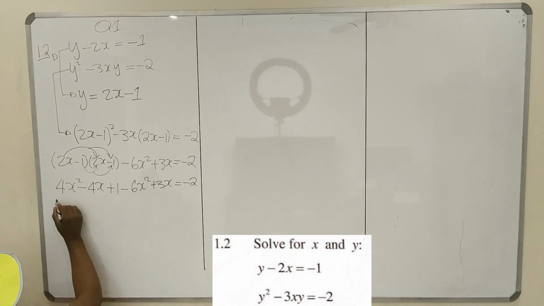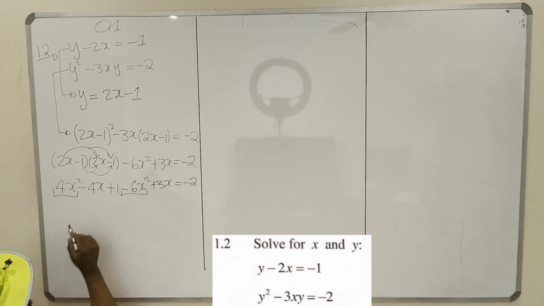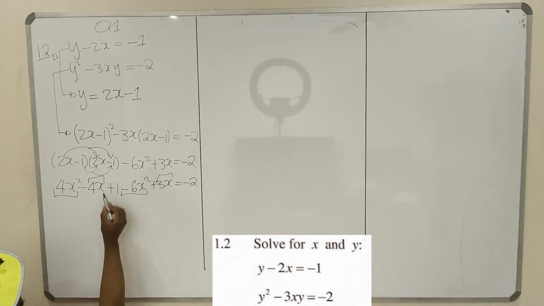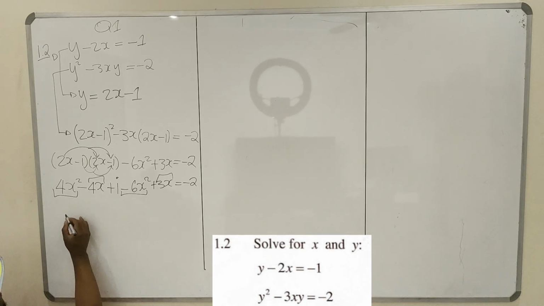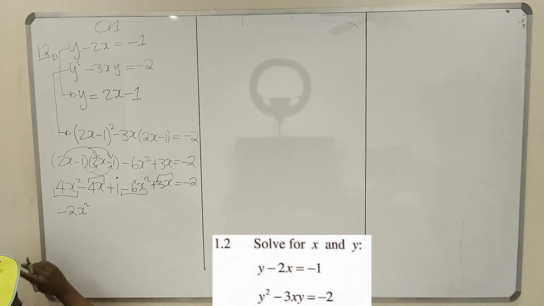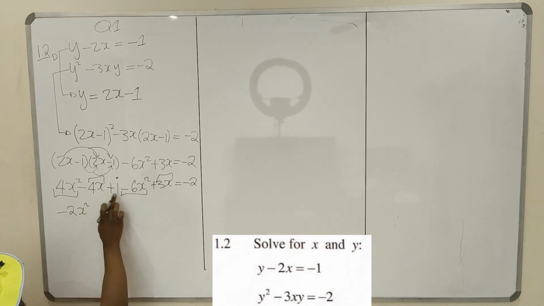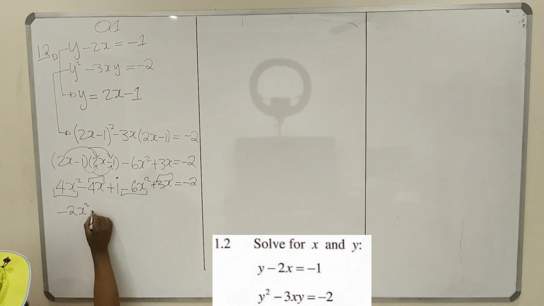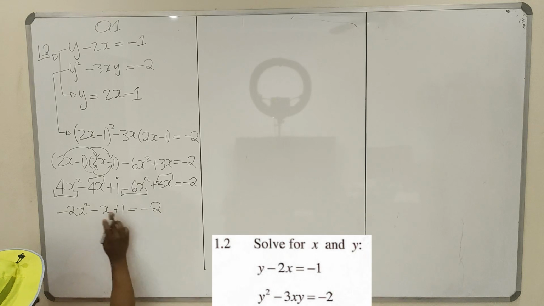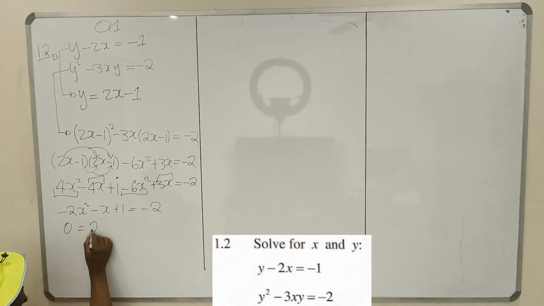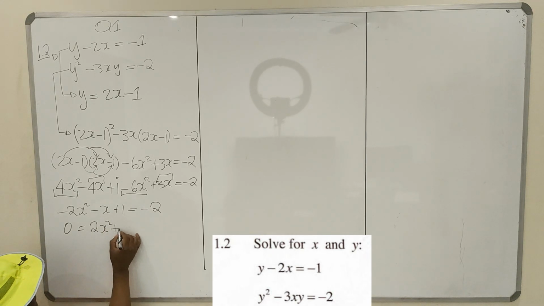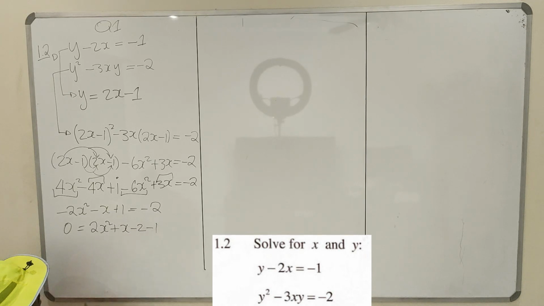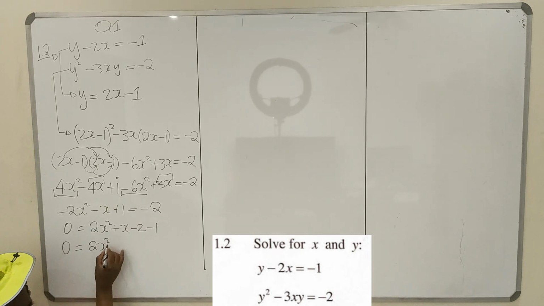Then you group the like terms. This one and this one belong to the same group, and this one and that one belong to the same group. This one is on its own here. So what do you have? You have this and that, which is minus 2x squared. This and that, so you have minus x plus 1 is equal to minus 2. Let's transpose this to the other side. So you have 0 is equal to 2x squared plus x minus 2 minus 1. So 0 is equal to 2x squared plus x minus 3. This is the situation that you have now.